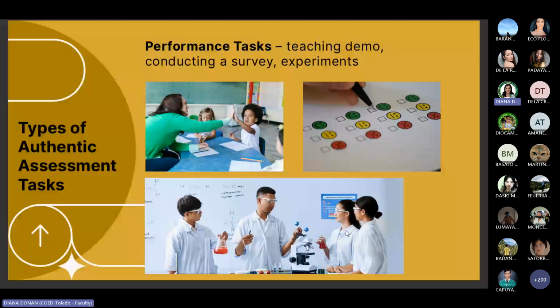Okay, so let's start with the performance tasks. The performance tasks are probably the most well-known type of authentic assessment. These are tasks where students are asked to demonstrate their skills and knowledge through action, not just through writing or answering questions. An example is a teaching demonstration for future educators.